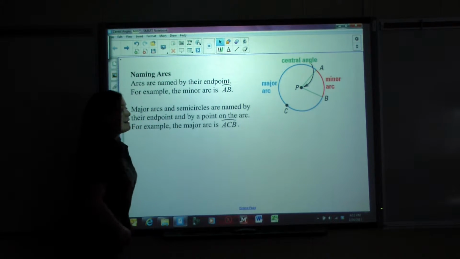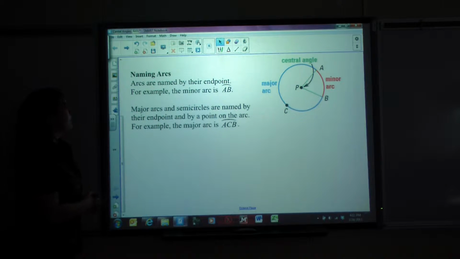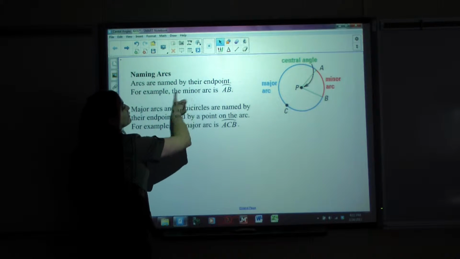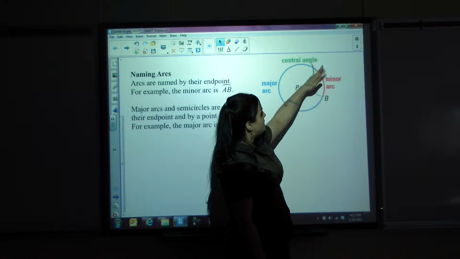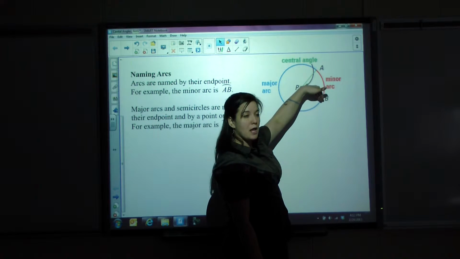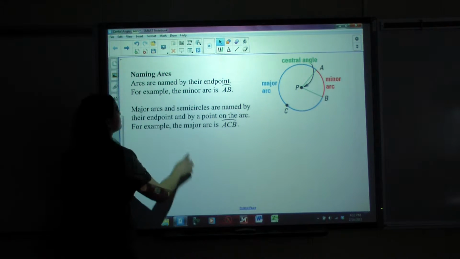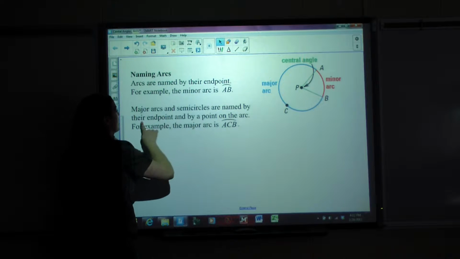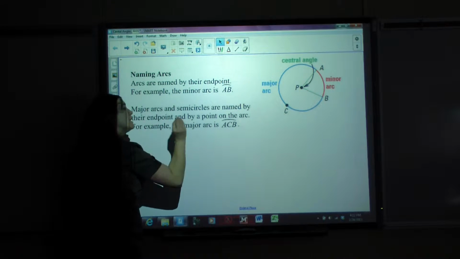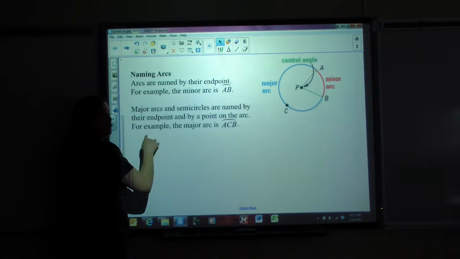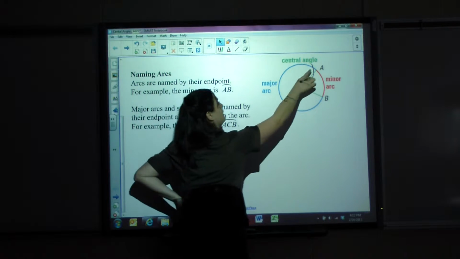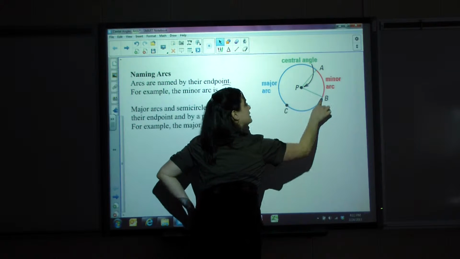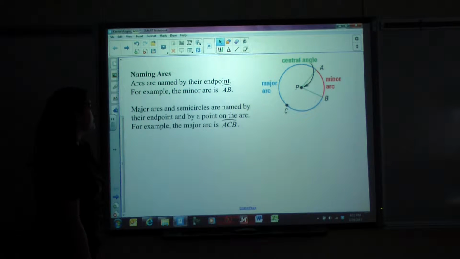So, naming them. The minor arc is going to simply be called AB. That's how we name this, minor arc AB. Starts at A, ends at B. Whereas the major arc and semicircles are going to be named using their endpoints plus one other point on the arc. For example, this is named arc ACB because we're including point C, so we know the difference between that minor and major arc.